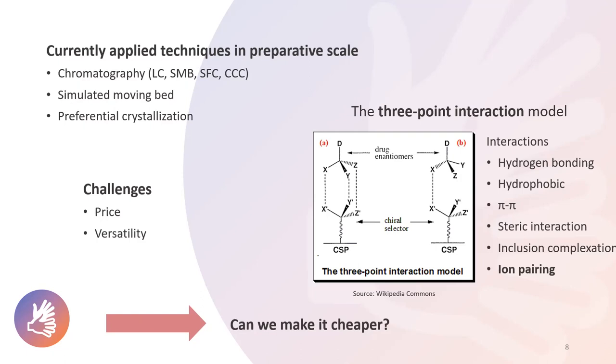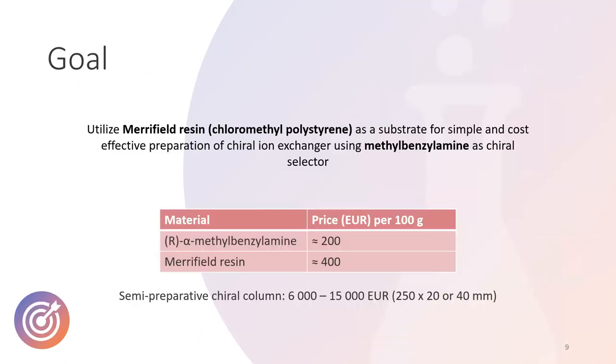So the ultimate question, of course, and why we do this science, is: can we make it somehow cheaper? Well, in this work we are trying at least to get a bit closer to that by utilizing inexpensive precursors to prepare a new enantioselective material, which in this case uses Merrifield resin, a well-known material. It is chloromethyl polystyrene, basically, and that will be coated with methylbenzylamine as a chiral selector.